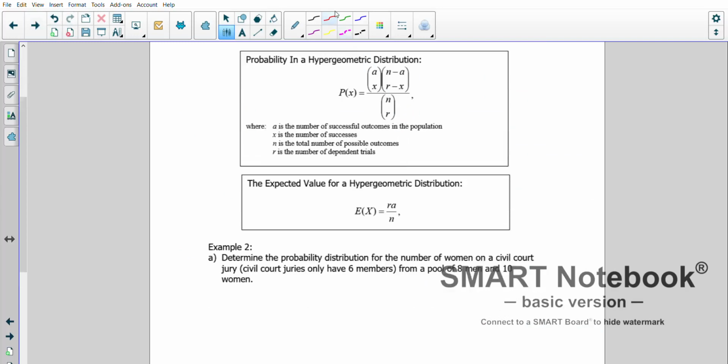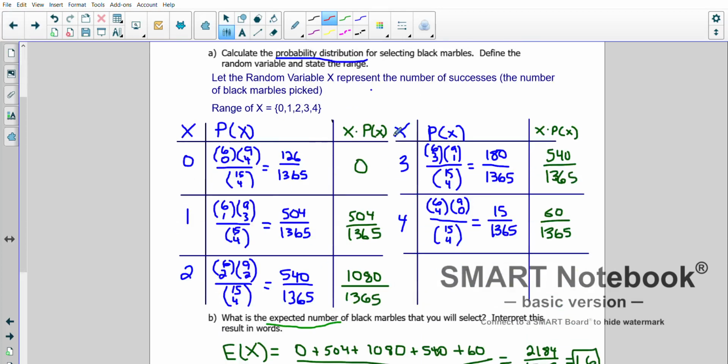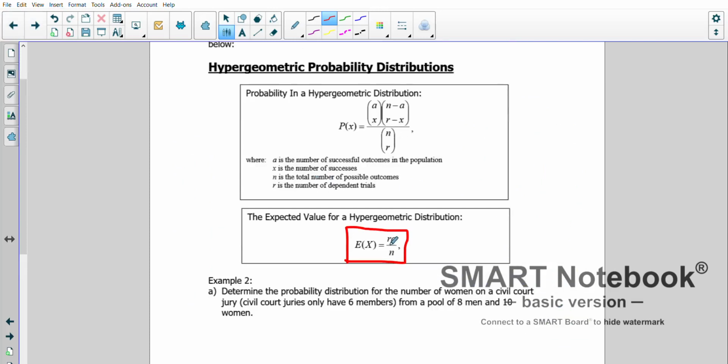What is useful though, and I can't stress this enough, is this. There's a direct formula for the expected value. So if a question just asked you for the expected value, you would not need to go through this if you're able to identify the values of R, A, and N. So what are these values of R, A, and N that they speak of? Well, A is the number of successful outcomes in the population. So I'm going to apply this to the last example.